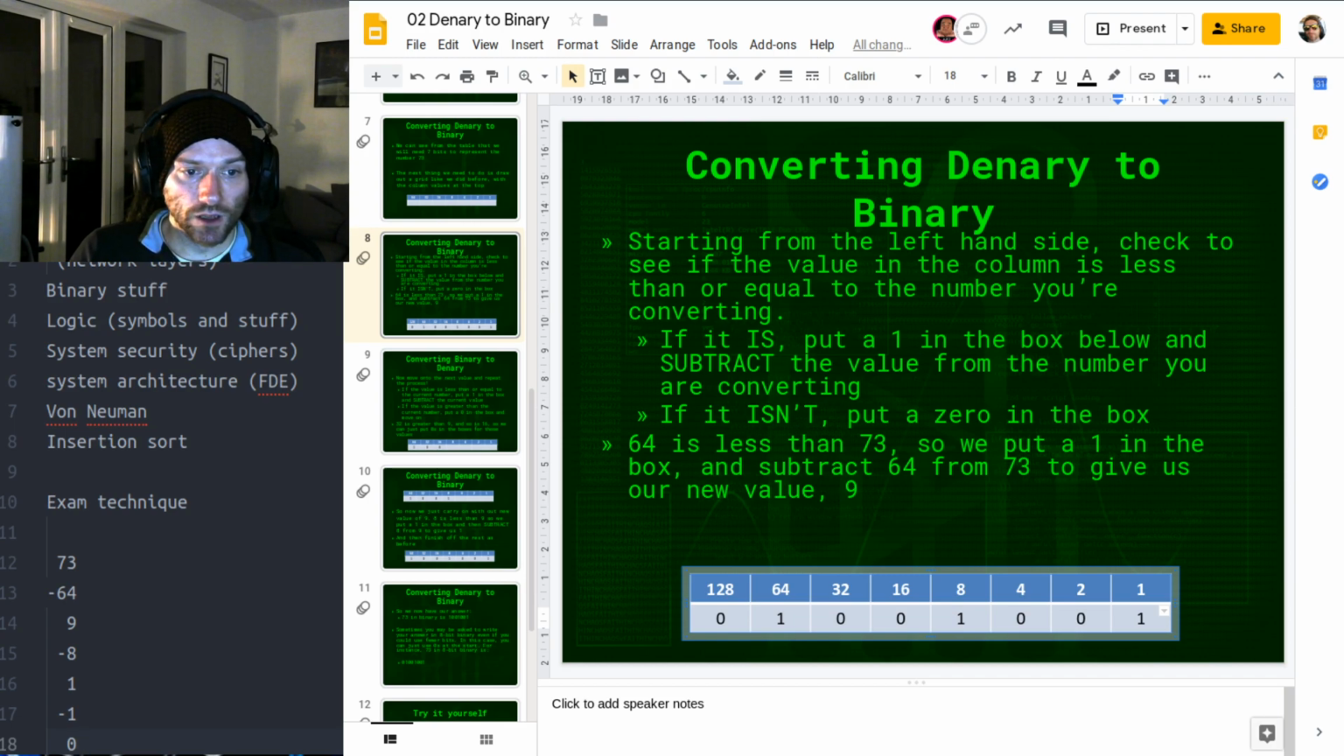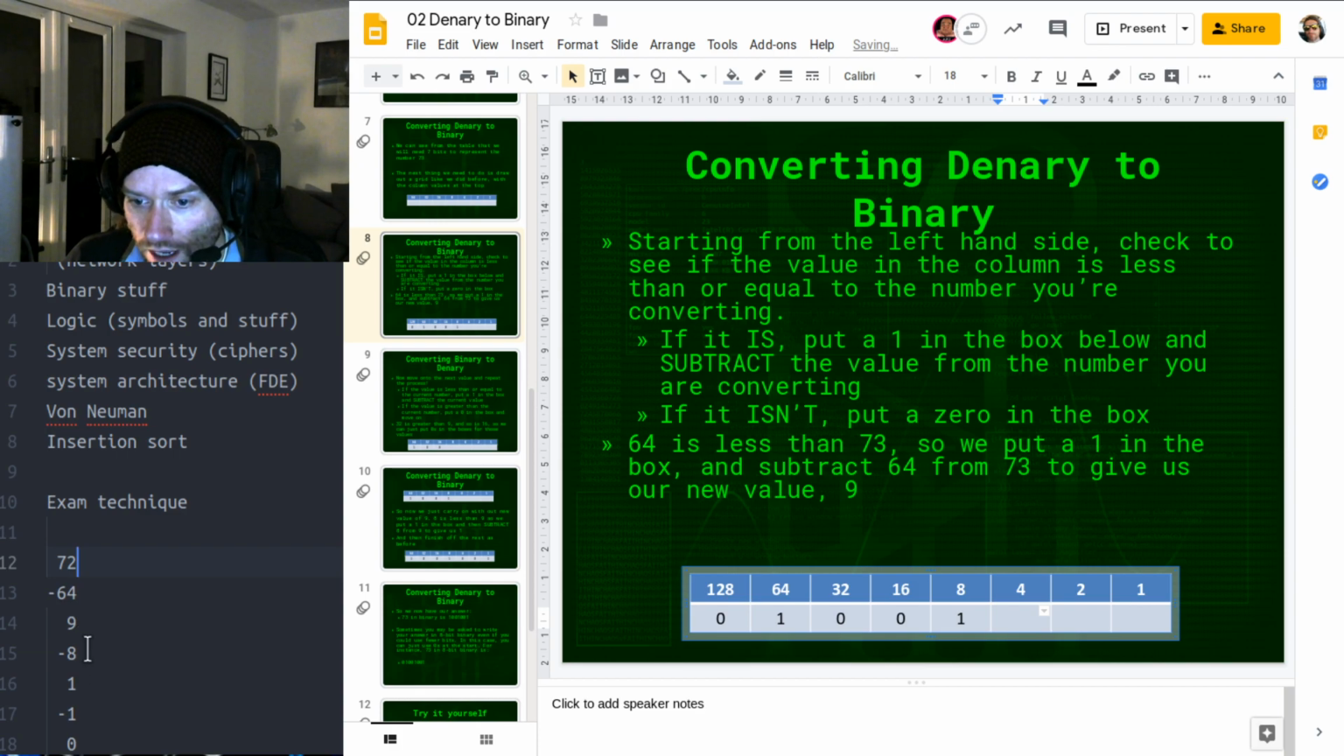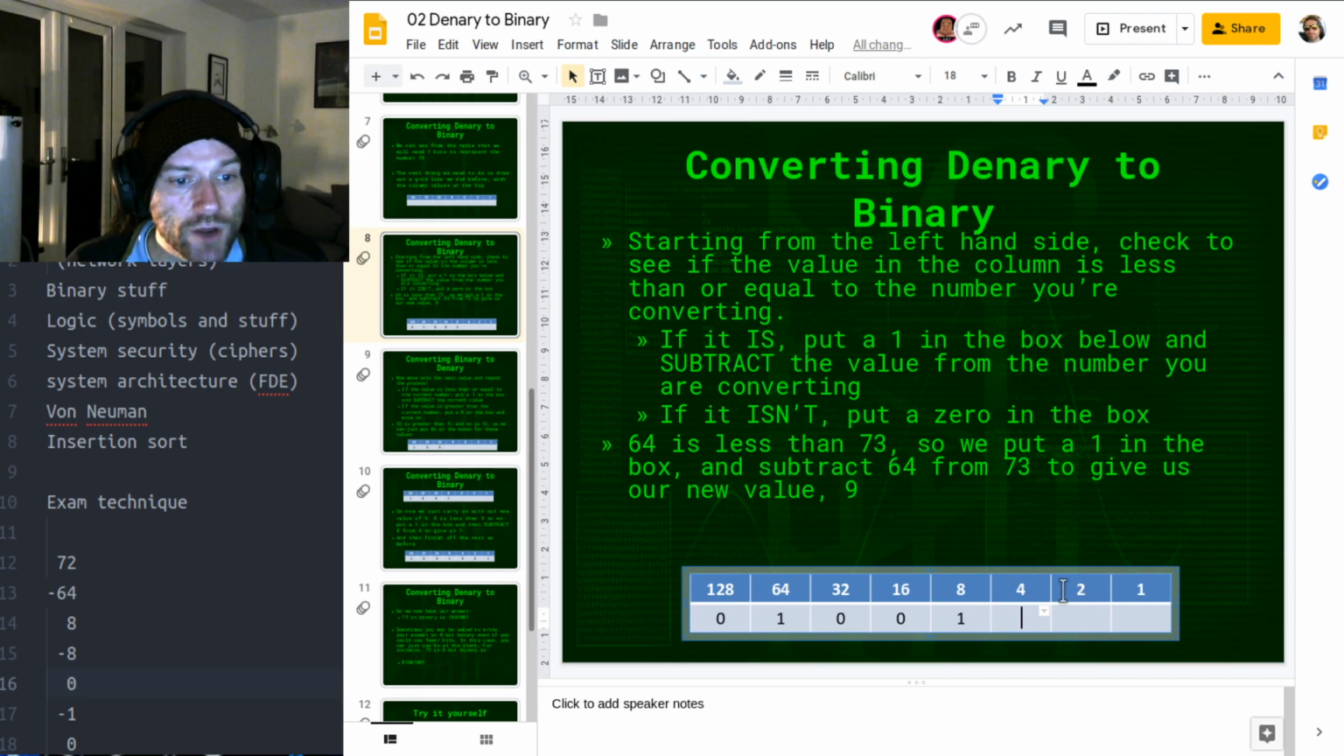Okay? Now, if you ever get to the point, like if I was doing 72, for instance, we'd get to this point here where if I did 72 minus 64, we'd end up with 8 there, right? I do 8 minus 8, I get 0. I'm not at the end yet, and I'm on 0. If that ever happens, you can just fill all of these with 0. Okay?